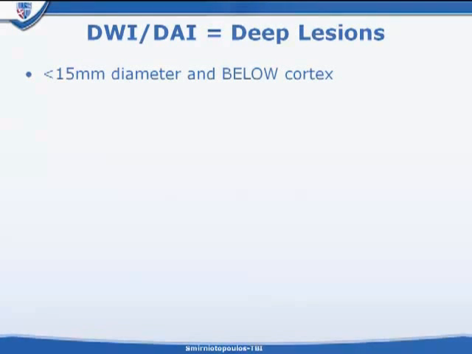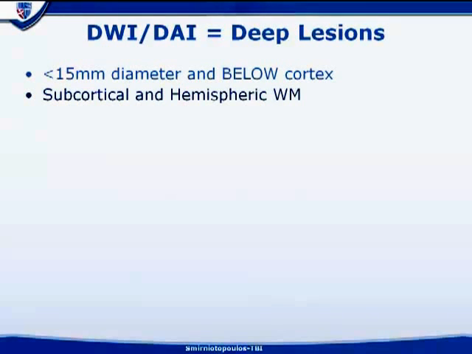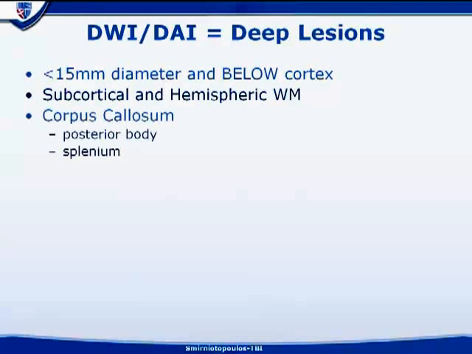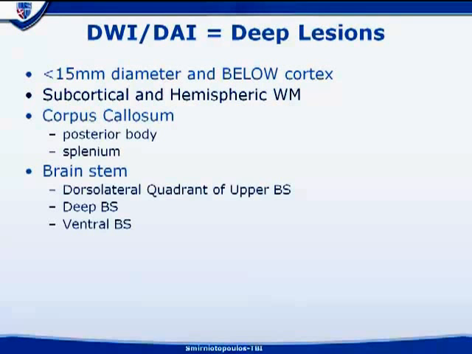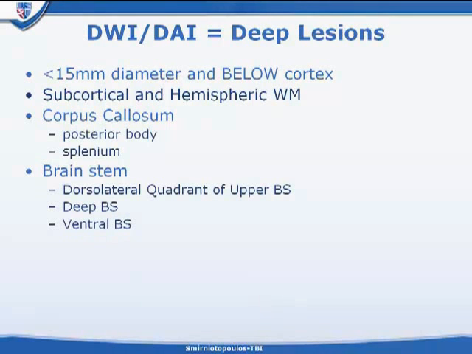So these lesions, again, are going to be less than 15 millimeters in diameter and do not involve the cortex, in contradistinction to cerebral contusion. They can be in the subcortical and hemispheric white matter, the corpus callosum. They may involve the brainstem, classically in the dorsolateral quadrant of the upper brainstem, the upper pons, and the midbrain or mesencephalon.